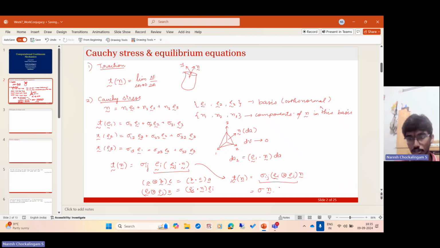So this is the Cauchy relationship. This is Cauchy's relationship between the traction on a plane with a normal n and the normal to the plane. They are related by this quantity sigma, which is a tensor, and this tensor is nothing but the Cauchy stress tensor.